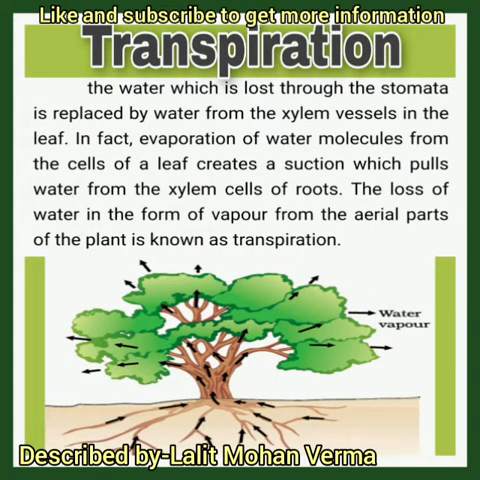The water which is lost through the stomata is replaced by water from the xylem vessels in the leaves. In fact, evaporation of water molecules from the cells of a leaf creates a suction pump, you can say, which pulls water from the xylem cells of the root. And this loss of water in the form of vapor from the aerial parts, that is the leaves of the plant, is known as transpiration.